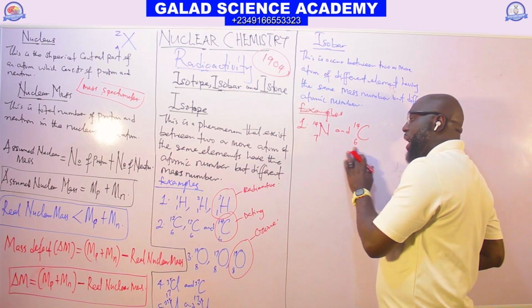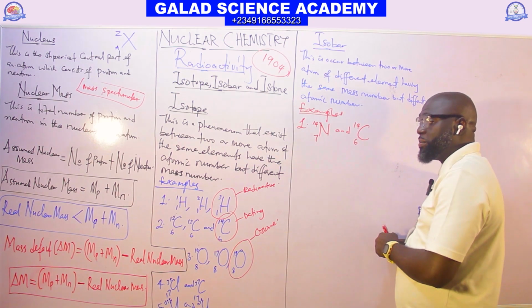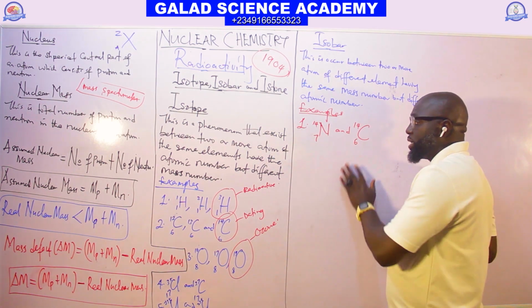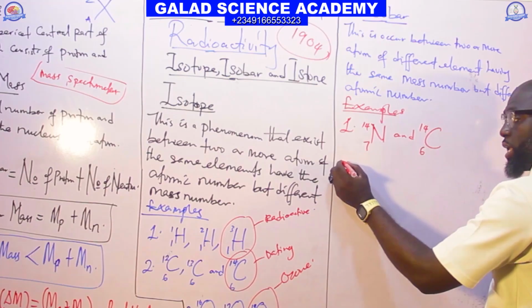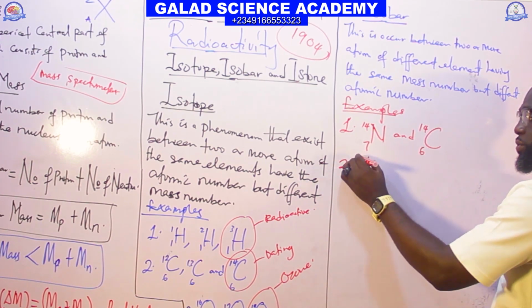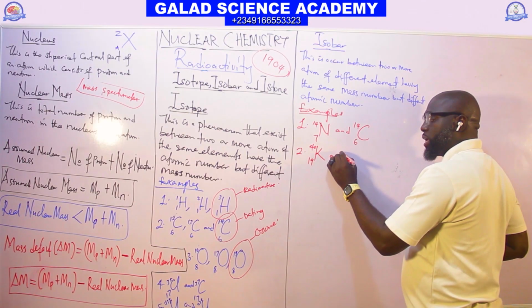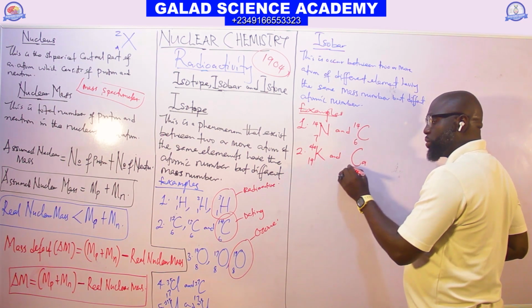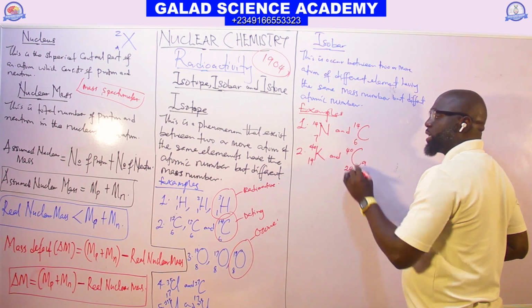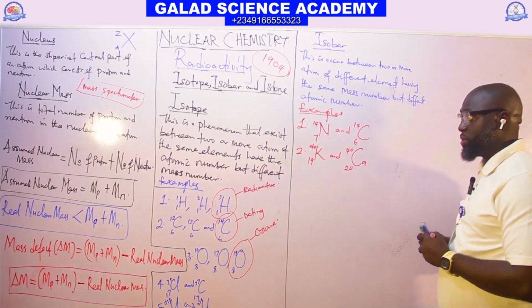The atomic numbers are different, but the mass numbers are the same. That is for isobar. Example two, we have potassium 19, 40 and calcium 20, 40. There's no need for you to cram.